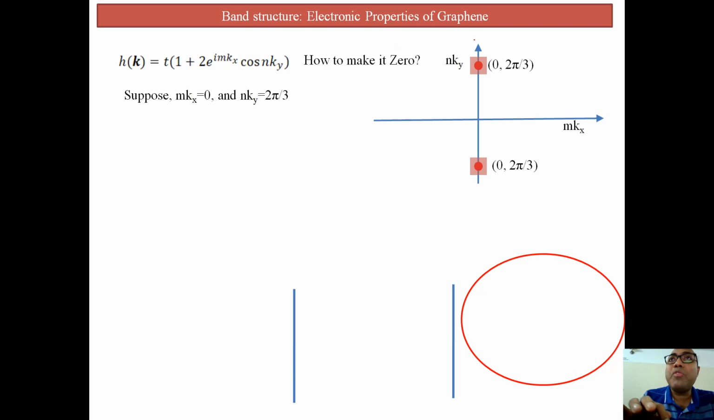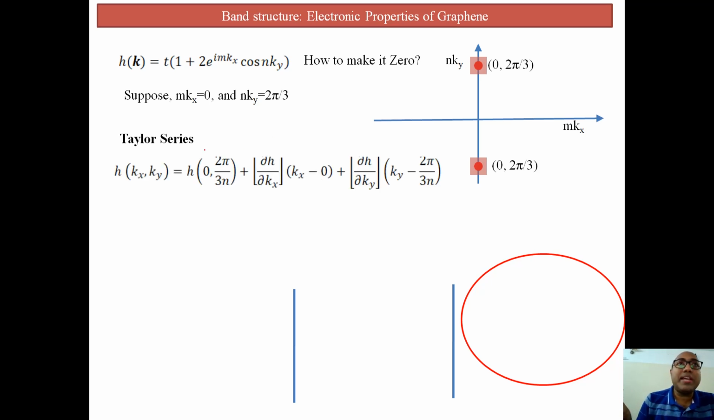And you know, if you have some function over here, and you know that this value is 0 for 0 and 2 pi by 3, this function is 0 for these coordinates, 0 and 2 pi by 3. So you can expand it in a Taylor series, and you will get not only this value but also the surrounding values for which the function becomes 0. Okay, so it's like that.